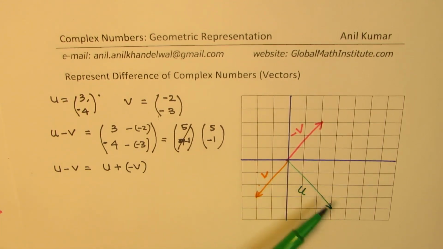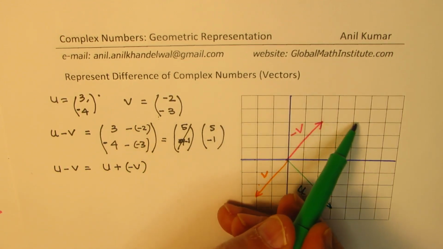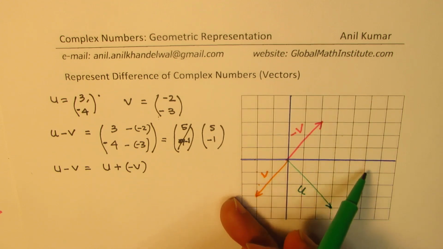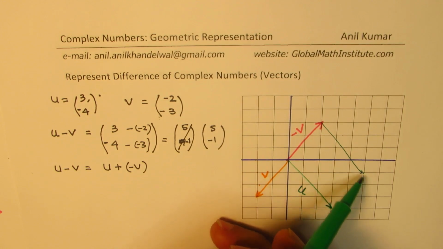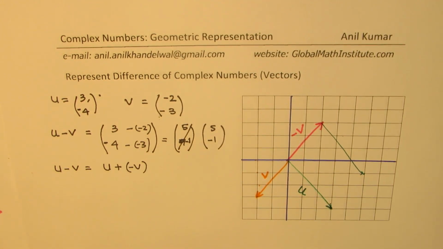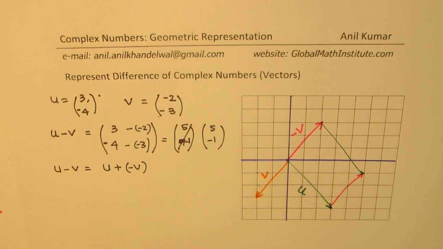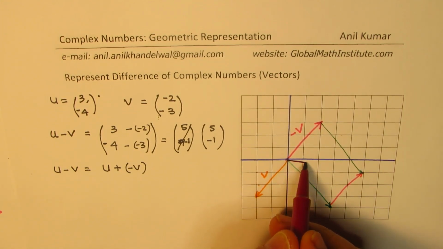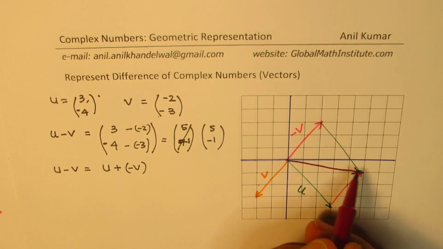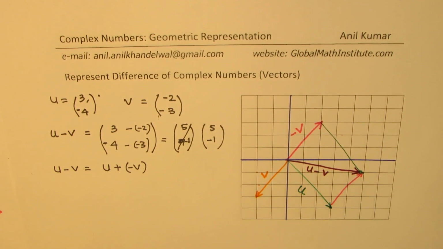So now let's complete this. So from this point, we'll go 3 minus 4. So 1, 2, 3, 1, 2, 3, 4. And that will be a vector parallel to the vector u. Perfect. As you can see, we can now complete our parallelogram, and the diagonal of this parallelogram is the difference of the two vectors, right? So this is u minus v.